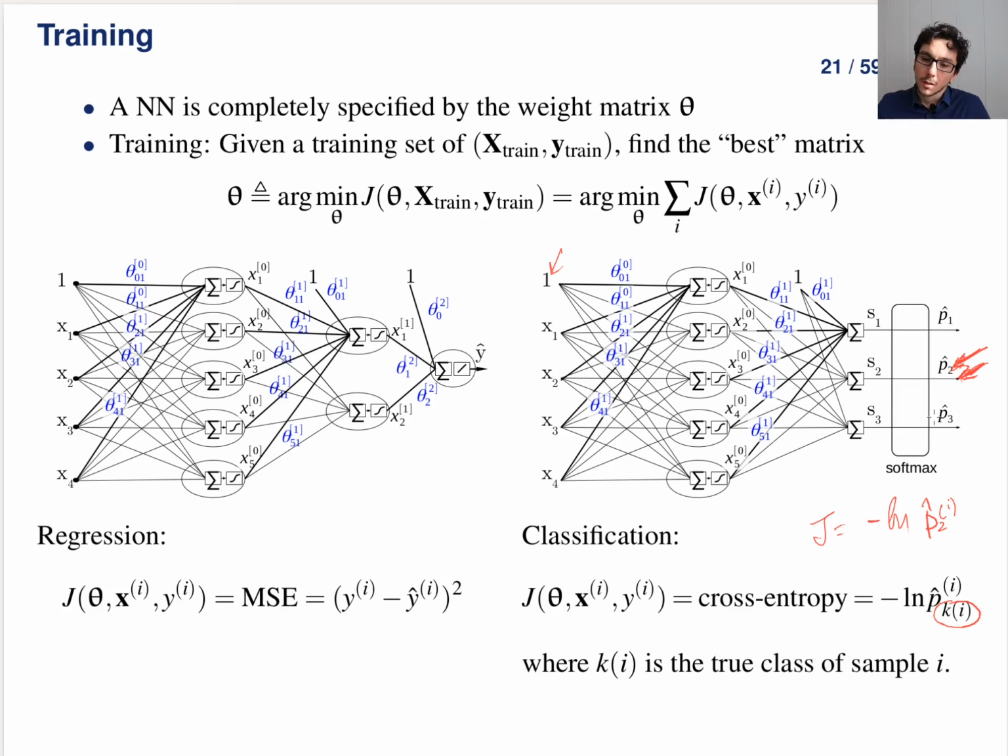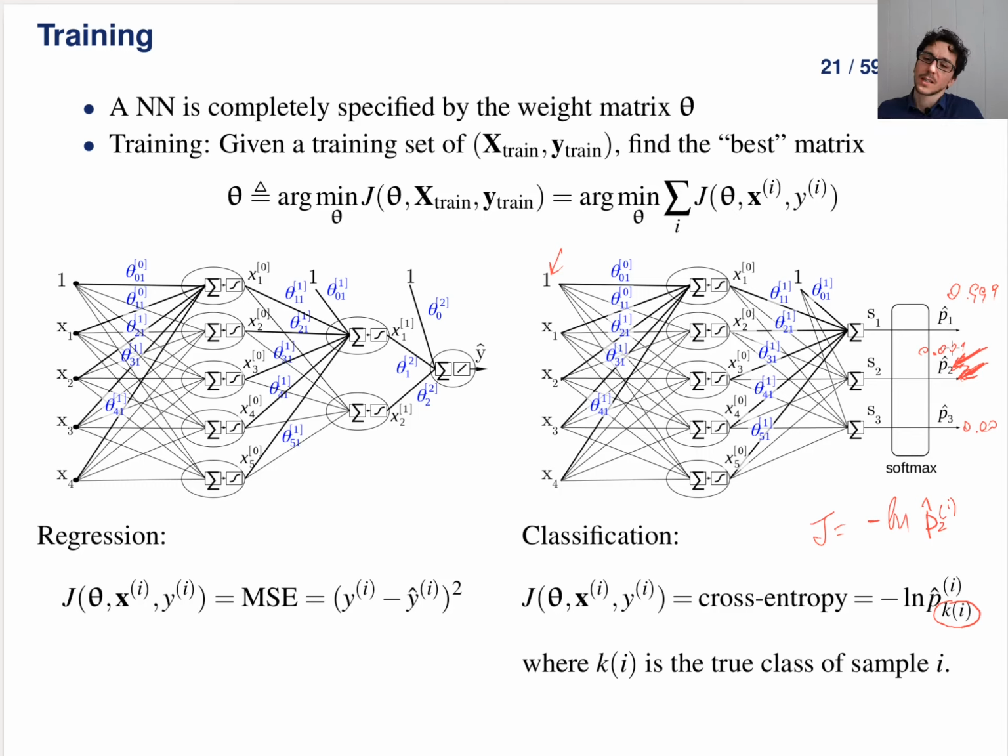Now let's see an example. Suppose that for this sample here, the predicted probability was very low, 0.001 for class 2, and for class 1 it was very high, 0.999, while for class 3 it was actually 0. So in this case, our neural network would be wrong because it would predict class number 1.